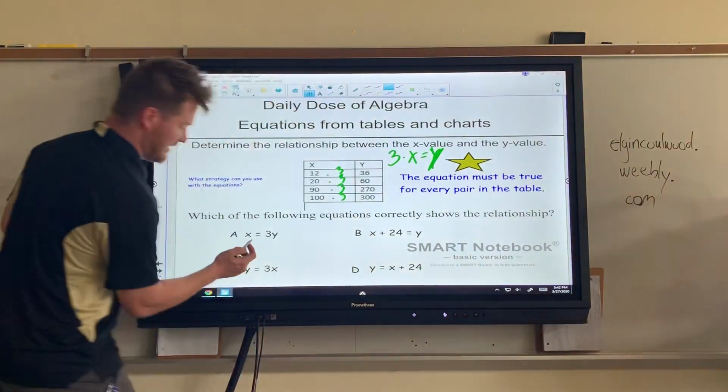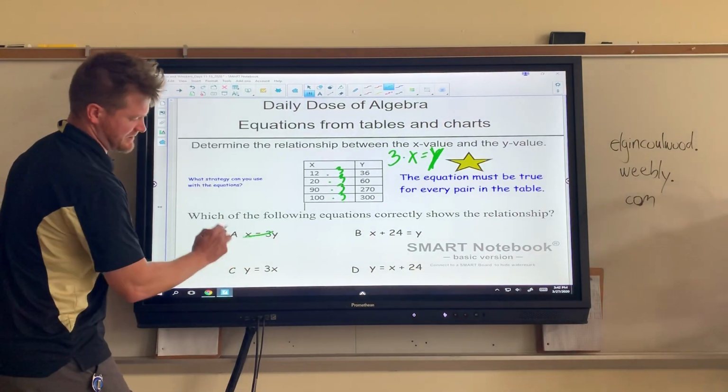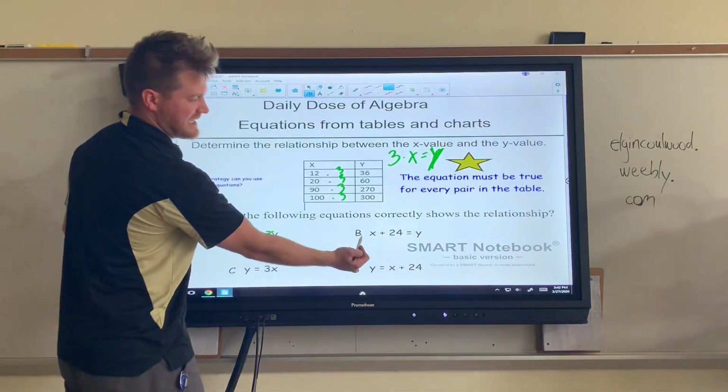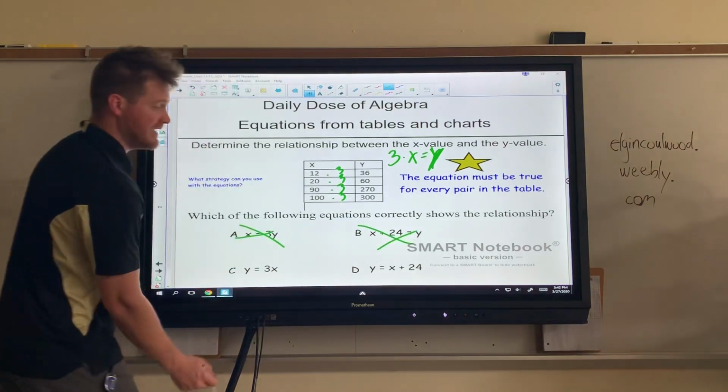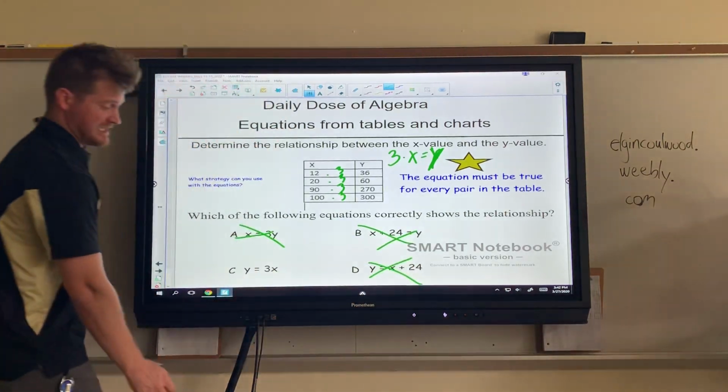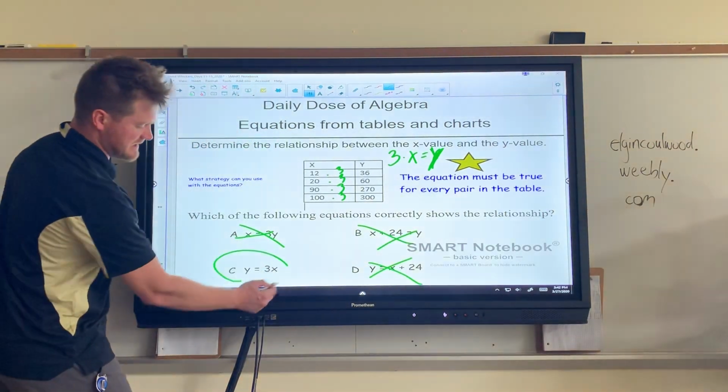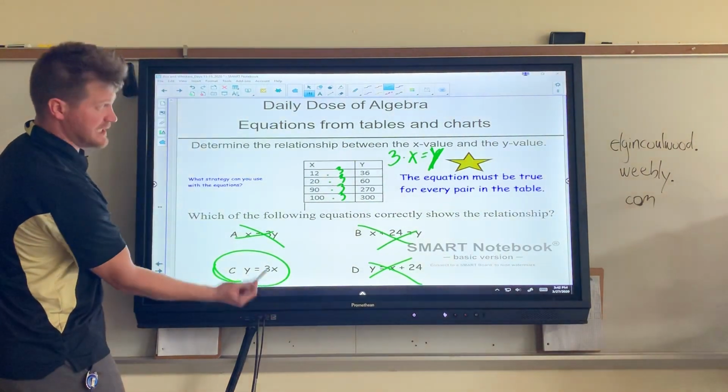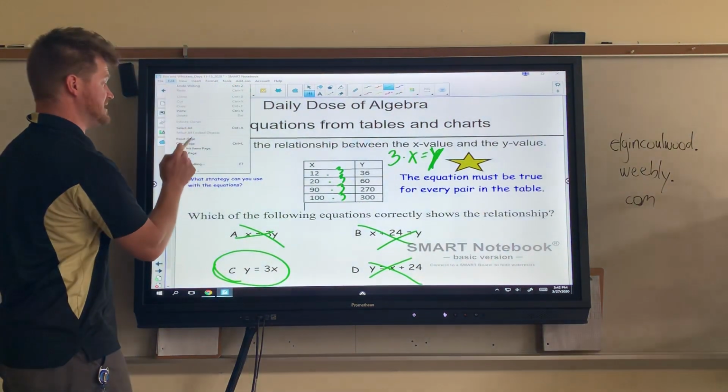Well, this one is saying 3 times y equals x. That's just the opposite. This is x plus 24. That's not right. This is literally the same thing, just backwards. This one is saying 3 times x equals y. So your answer there is going to be C.